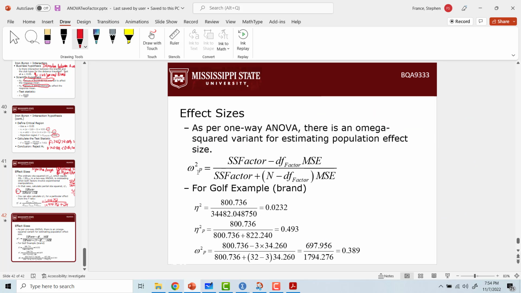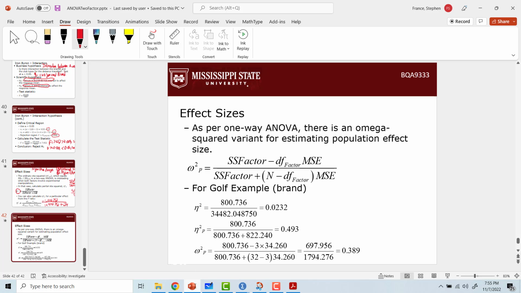And our final one is the partial omega squared. This is, again, removing the bias from taking a sample, and we're trying to estimate the population value. This is the sum of squares factor minus the degrees of freedom factor times the mean squared error, all over the sum of squares factor plus (N minus degrees of freedom factor) times the mean squared error. And again, to derive these things from scratch would take a lot of time and be a little bit beyond our scope. So let's just have a look at the golf example.